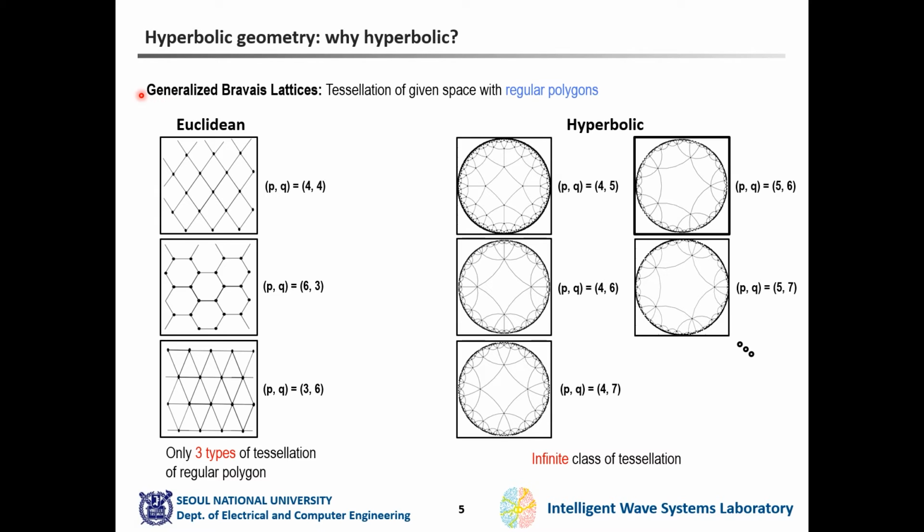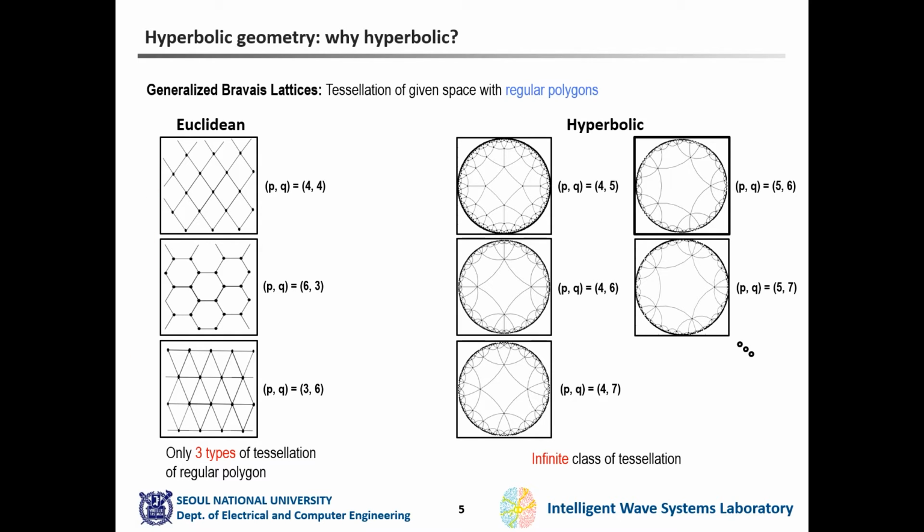So why are we interested in hyperbolic lattices? Before we proceed, we need to generalize the notion of a Bravais lattice. We can do so by defining it as a tessellation of a given space with regular polygons. For Euclidean space, only three kinds of tessellation of a given space are possible: honeycomb, square, and triangular.